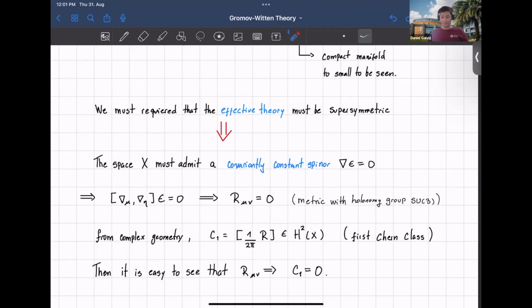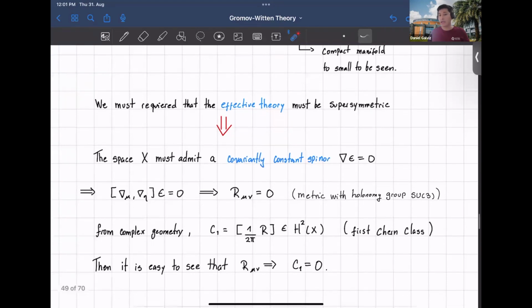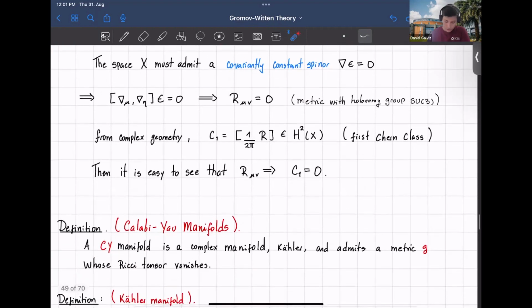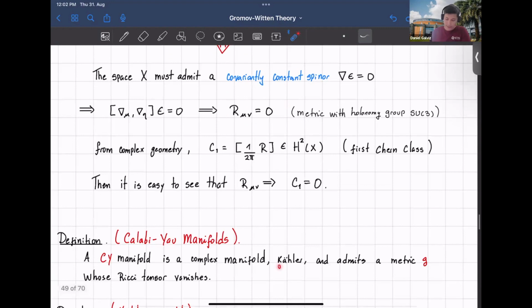Okay, so a theory which has all these properties is just basically a Calabi-Yau. So this is our motivation for why we want a Calabi-Yau manifold. Okay, so a Calabi-Yau manifold is a complex manifold that is Kähler.